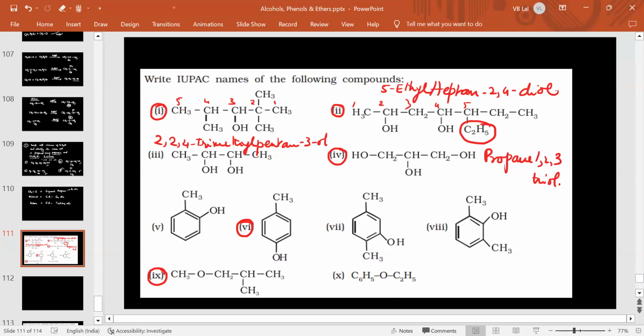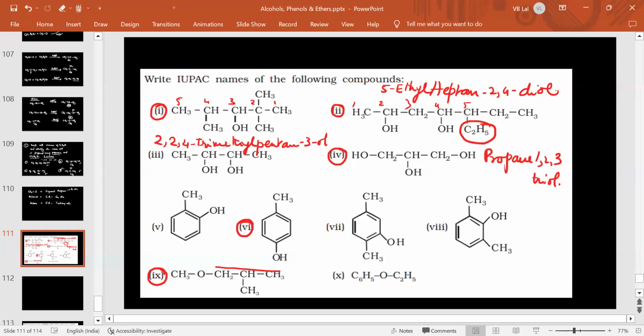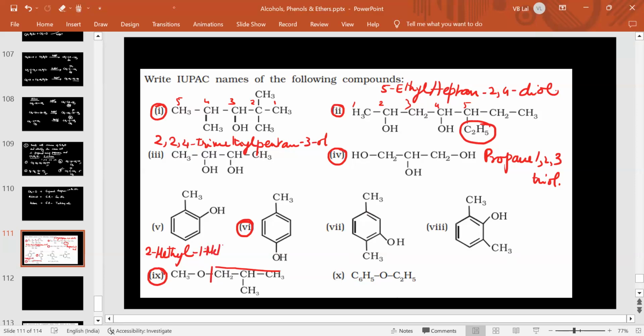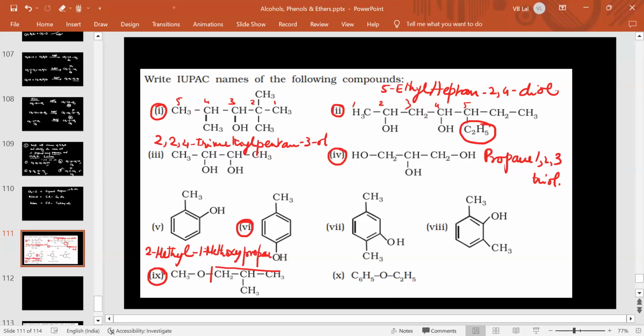Miss, what is the longest? 2-methyl propane, methoxymethane. 2-methyl, and then you should write this branch, right? So 2-methyl, 1-methoxy. Okay, miss. 2-methyl, 1-methoxy propane. Did you understand, Sai Kalyan?